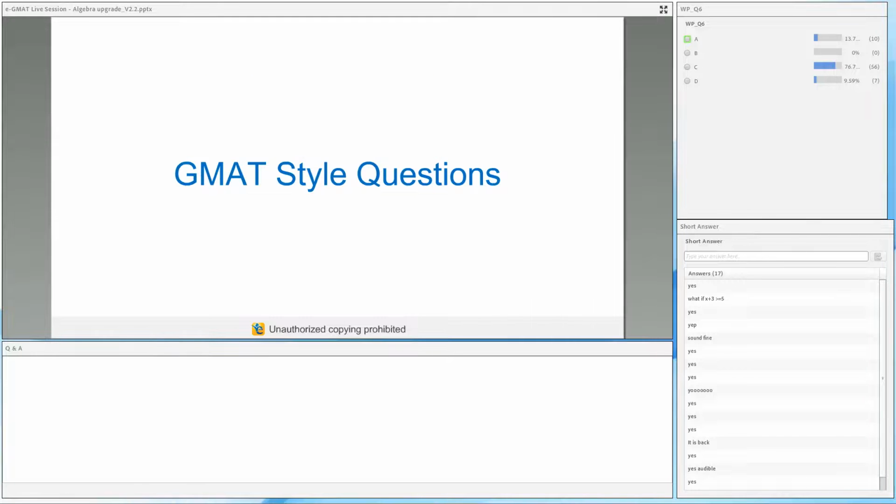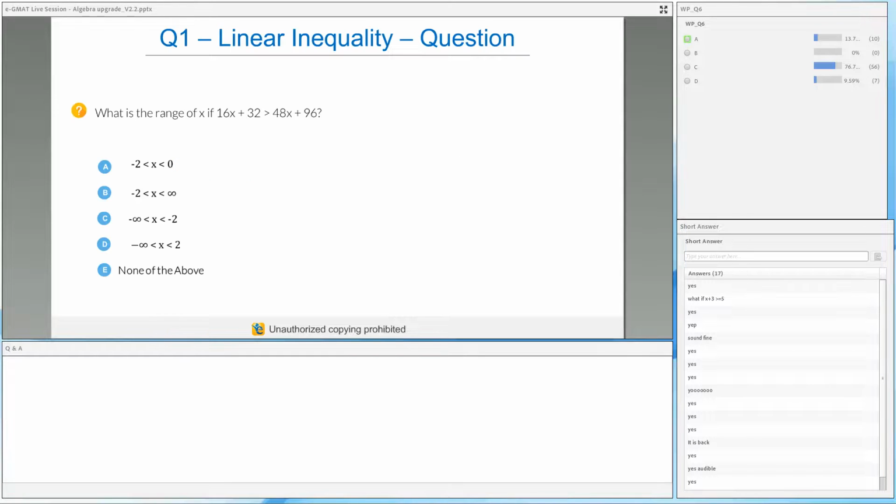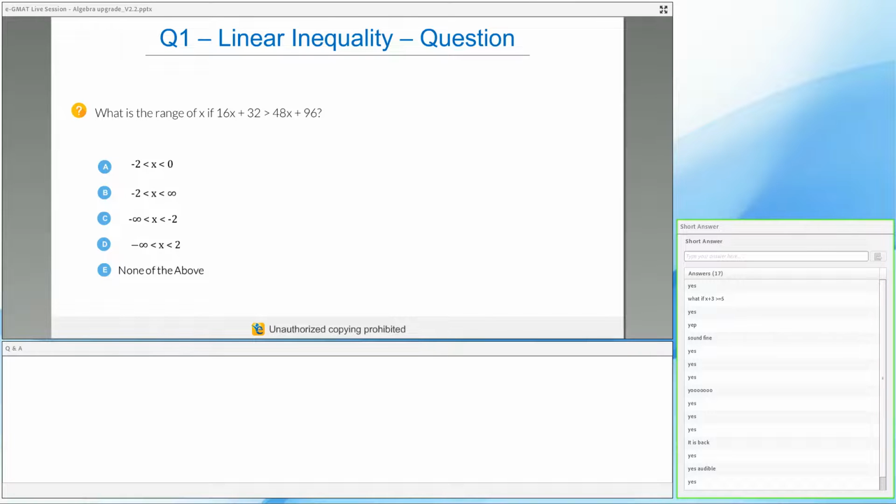With this, let's move on to GMAT-like questions. These are 607 level questions. Whatever we have discussed so far were really basic conceptual questions. Now you're going to get some slightly difficult ones. Okay, so here's the first one. From now on, all the questions that you'll get will have 5 options instead of 4.